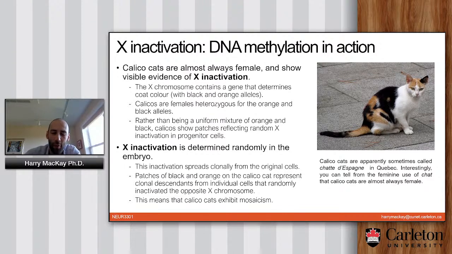I read on Wikipedia, I don't know if this is actually true, that calico cats are sometimes called chat d'Espagne in Quebec, so the Spanish cat. And I think that's kind of an interesting fact because, of course, Romance languages like French indicate the gender of whatever they're talking about. So chat is spelled in the feminine way, and that tells you that these cats are always female. It's one of those examples where a language that's not English carries more information in the same number of words than English does. So you always have to wonder how this affects how people think. There's a lot of examples of that.